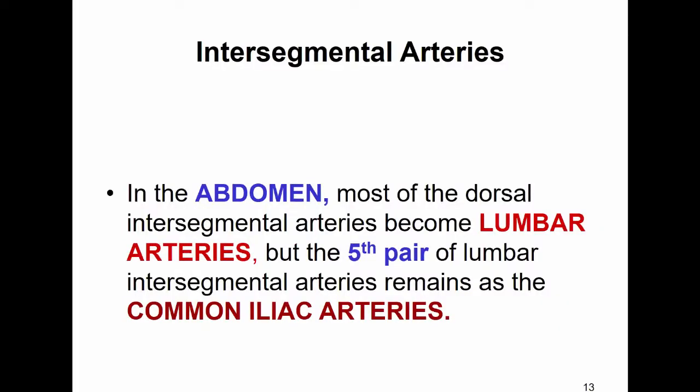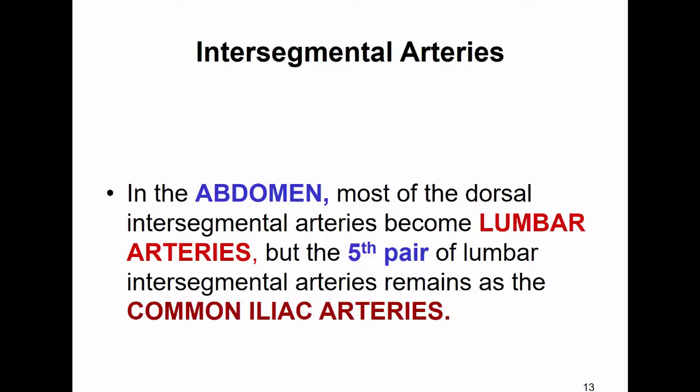And in the abdomen, they form lumbar arteries. So in the abdomen, most of the dorsal intersegmental arteries become lumbar arteries. There are 5 pairs of lumbar arteries, but the 5th pair of the lumbar arteries, which pass through the ventral sacral foramina, if you remember, remain as the common iliac arteries. If you remember about the common iliac artery.